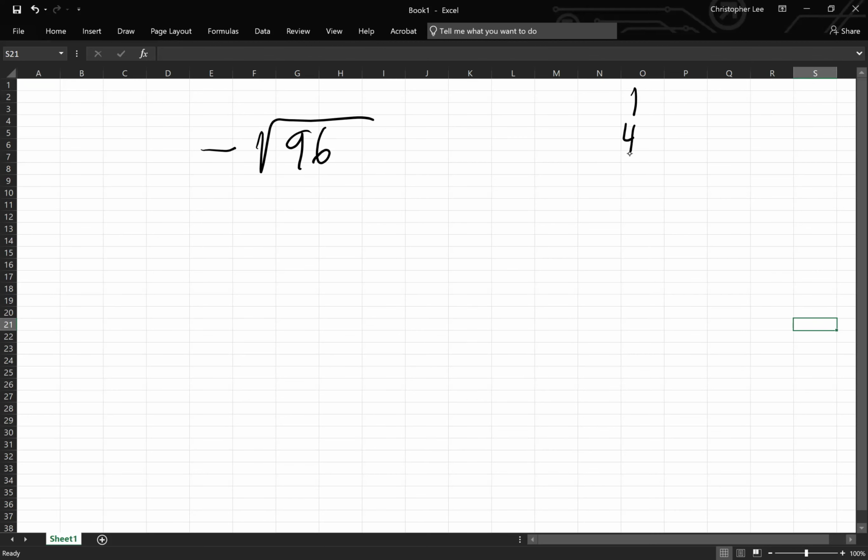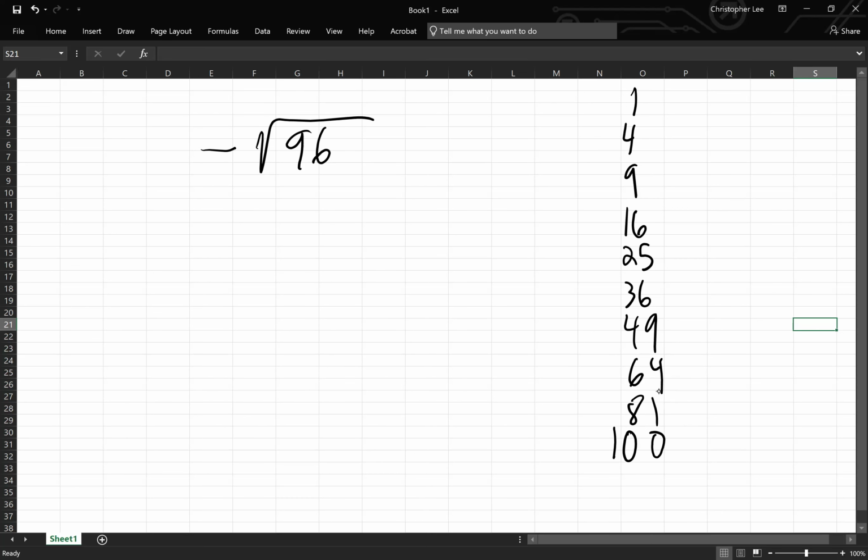I have 1, 4, 9, 16, 25, 36, 49. What comes after 49? 64, and then 81, and then 100. I'm going to stop at 100 because 100 is bigger than 96, so I already know that's not the answer. But 81, can 81 go into 96 evenly? Not evenly. It goes in once, but there's going to be some remainder.